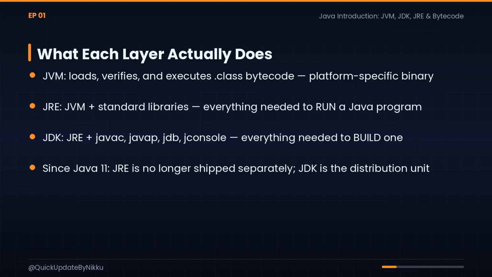The practical split is, if a machine only needs to run your application, it historically needed the JRE. If a machine needs to compile source code, it needs the JDK. Since Java 11, Oracle and OpenJDK stopped distributing a standalone JRE, the JDK is now the standard distribution artifact, and tools like jlink let you package a minimal custom runtime for deployment.